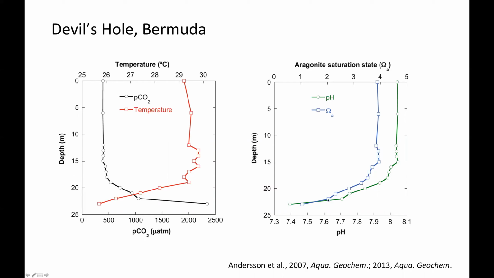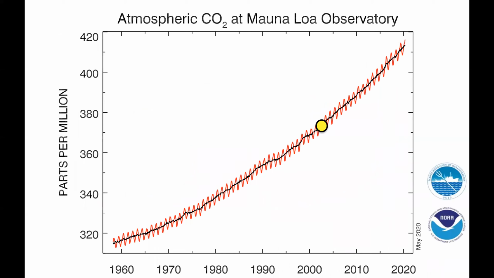So the topic of our conversation was whether we could use this environment as a natural laboratory to study how a future higher CO2 world might affect calcium carbonate dissolution. So this was in the early 2000s. The atmospheric CO2 was approximately 375 parts per million, as you can see here from the Keeling curve.